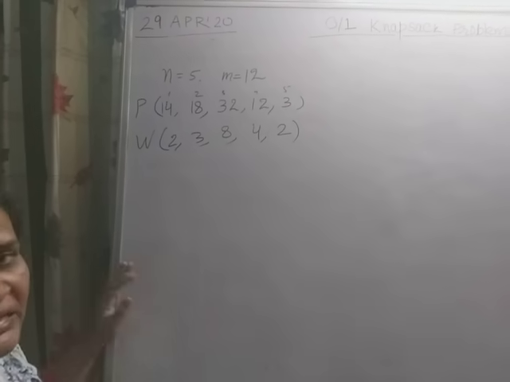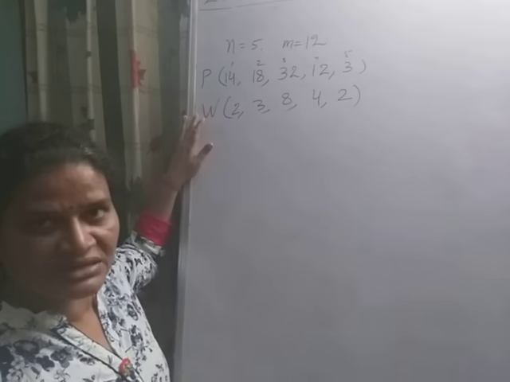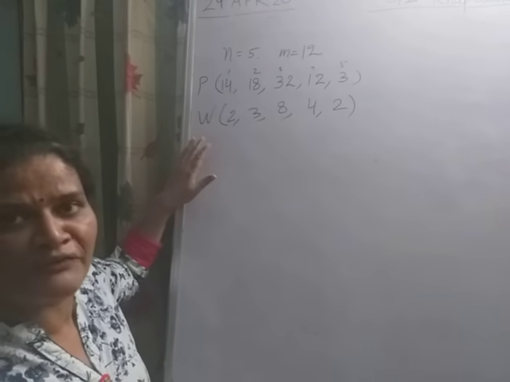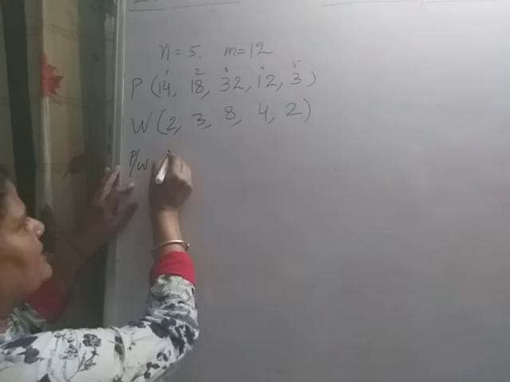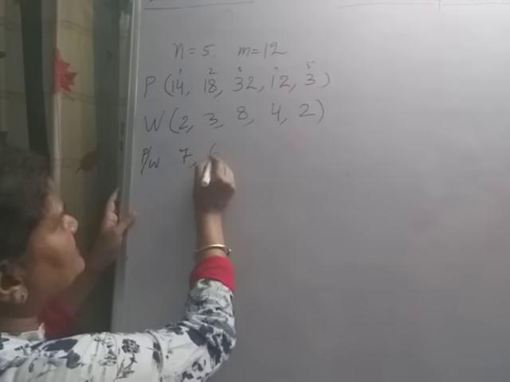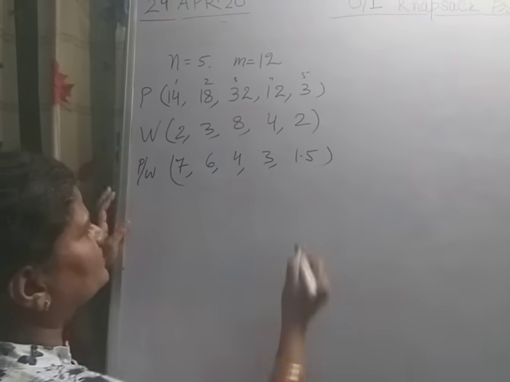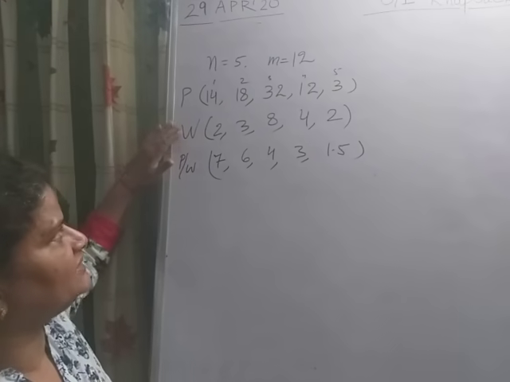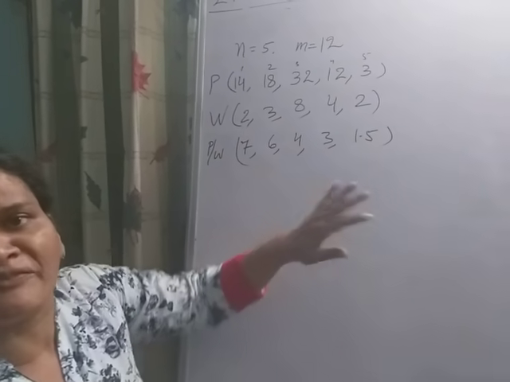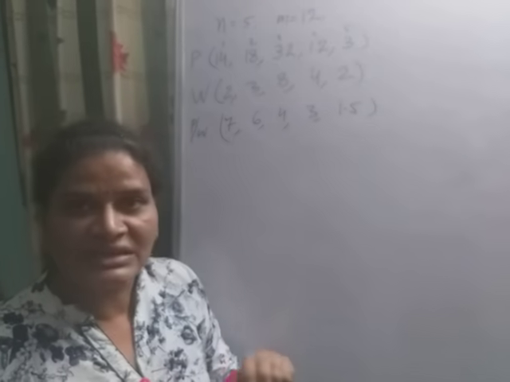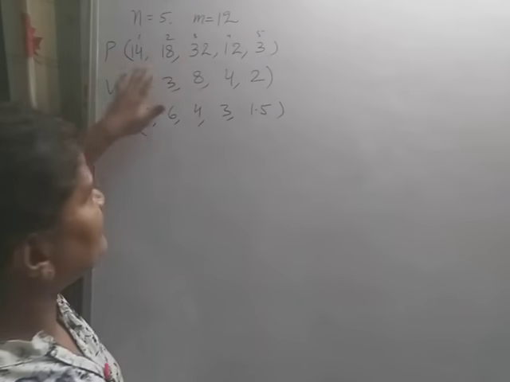Okay. So here in the backtracking algorithm, first we have to arrange the profit and weight vectors according to the decreasing order of profit per unit weight. Okay. So here if we compute the profit per unit weight, here 7 and 6, 4 and 3, and this is 1.5. Okay. So now you can see that the profit and weight vectors for this example are arranged according to the decreasing order of profit per unit weight.